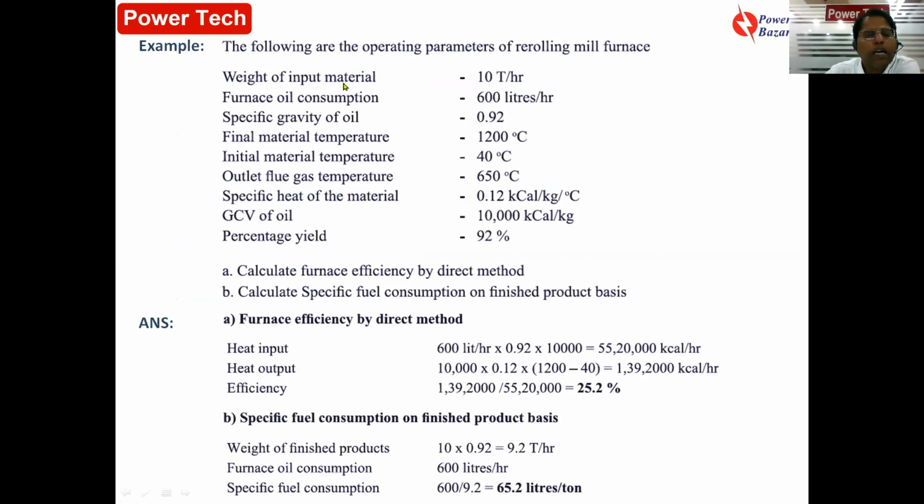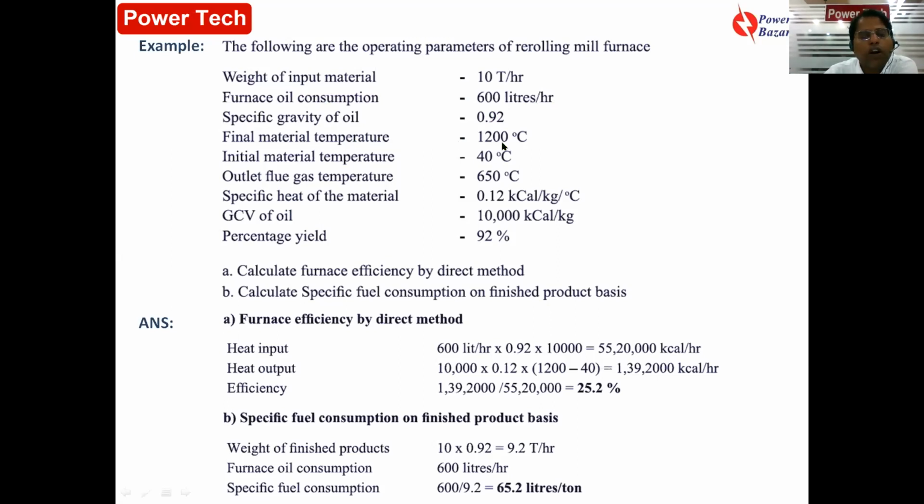The weight of the input material is 10 ton per hour. That means 10 ton of material goes in every hour. It is a continuous process, since in re-rolling the material is going in and going out. The furnace oil consumption is 600 liter per hour. What is the specific gravity of the oil? It is 0.92, that means the density is 0.92 kg per liter.